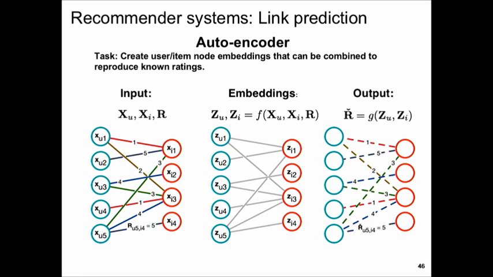So this is the original. If you have X_I and X_U, and your rating matrix as input, you then map to an embedding for both users and items, and then from the embedding you map back to predict the ratings, which are basically the links for the network. So it's completely analogous to what we just did.